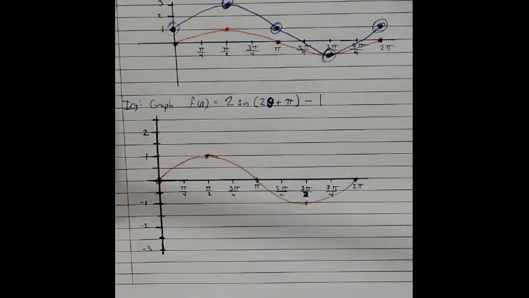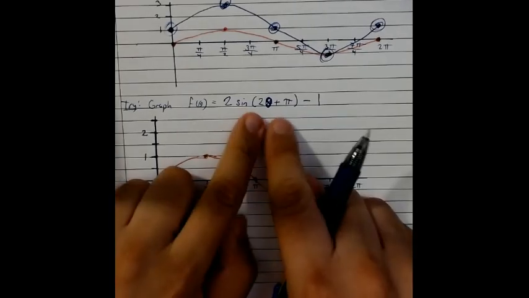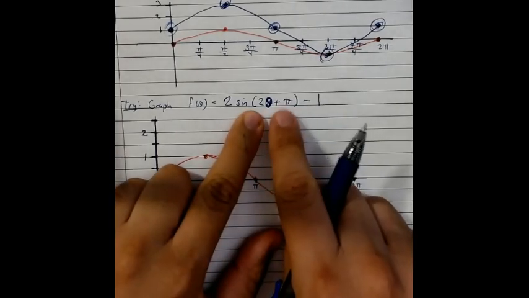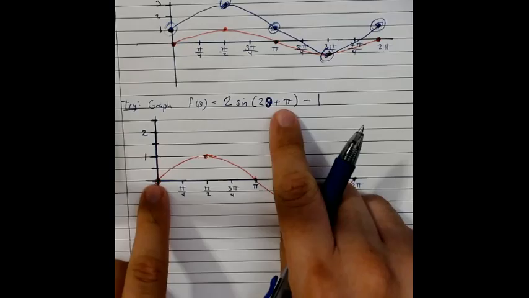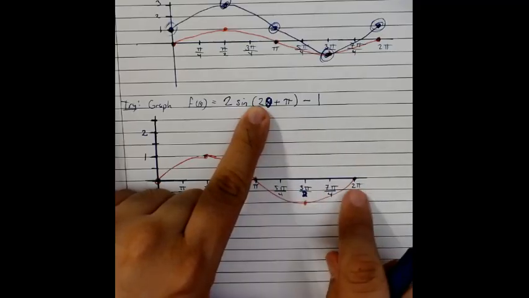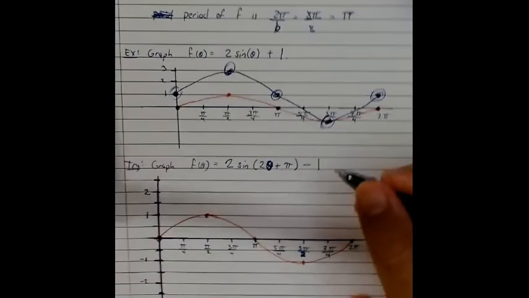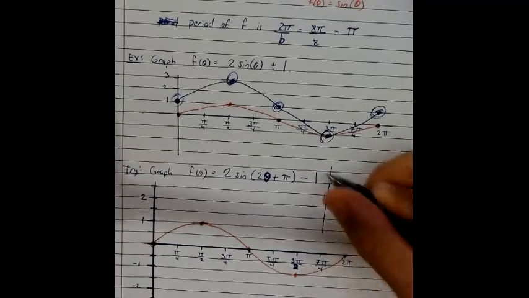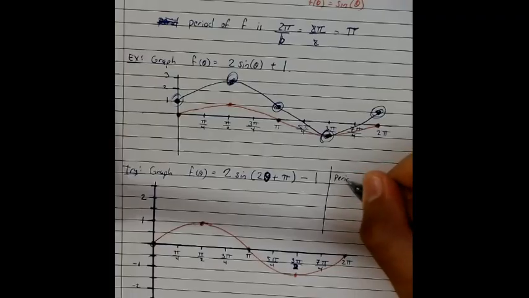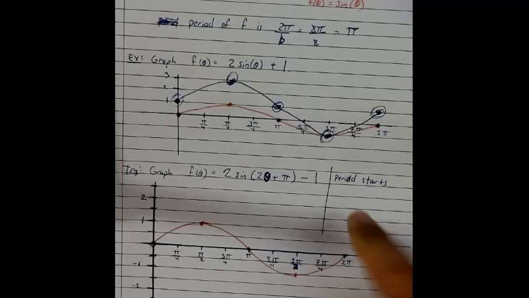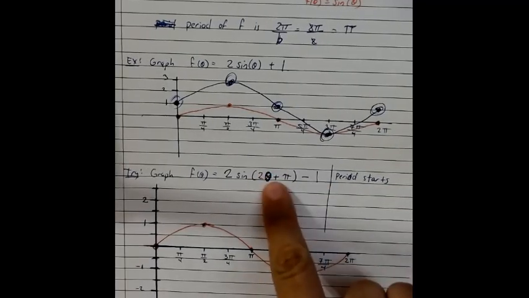So the way we handle this is we're going to take this argument and set it equal to 0 to see where the beginning of our period should now be. And we're going to take this argument and set it equal to 2 pi to see where the end of our period should now be. All right, so let's go and do that over here. The period will start whenever this is equal to 0.